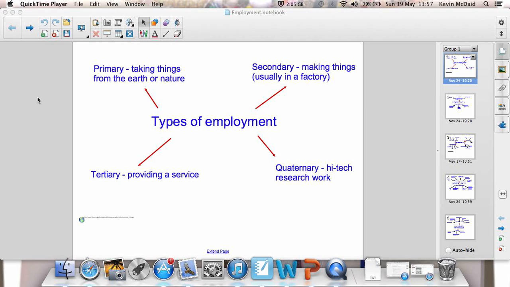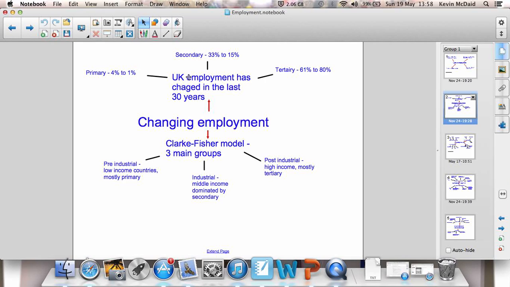Now, the main thing to remember is that the percentage of people who do primary, secondary, tertiary and quaternary jobs in a country, that's called the employment structure. So, for instance, here in the UK, about 1% or so of people do primary work, somewhere around 15-16% do secondary work, and somewhere around 80% of us do tertiary work.